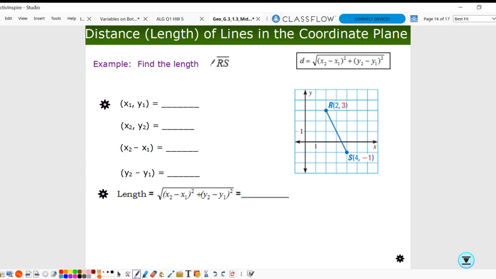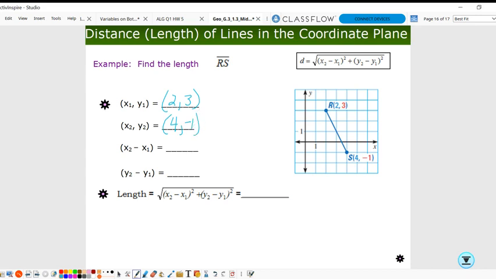Let's find the length of RS. Here it is. I've got my ordered pairs. We want to write down our first ordered pair. I'm going to say it's R, so that's 2, 3. And then our second ordered pair, I'm going to say is S. That's 4 and negative 1.